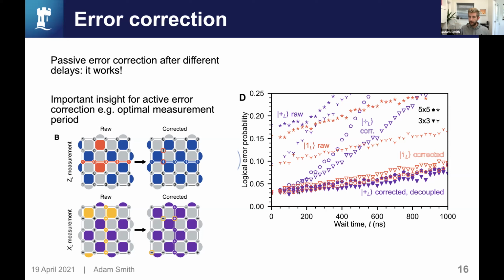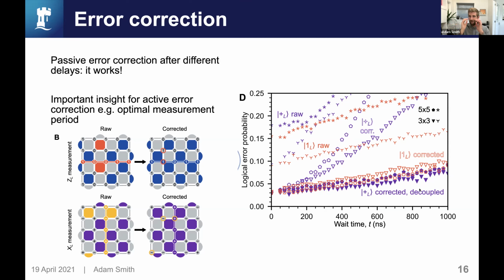However, now if we do this correction scheme after we've waited for a certain time, then we end up with these red triangles and these red pentagons. They both come down to about 0.3% if we look at the 0 wait time. And interestingly, these pentagons, so the 5x5 system, are slightly lower than the 3x3 system. Now, this is really not that significant. Let's just say they're about the same. But what this means is we're really at the edge of this error correcting threshold.